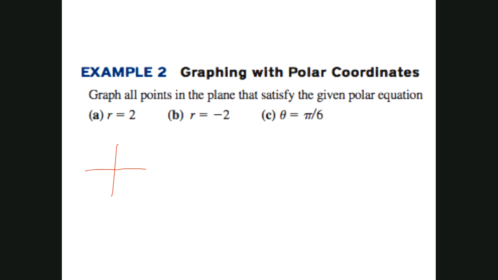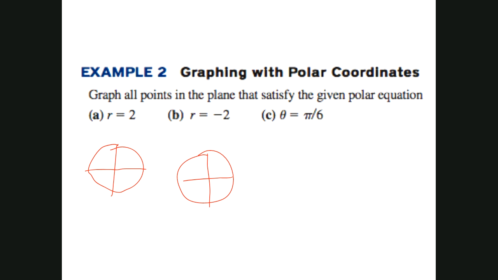It's a circle with the radius as 2. That's exactly right. Circle with the radius of 2. If I had negative 2 as r, same thing. It doesn't make any difference. It's still going to be a circle with, I'm sorry, with 2, not negative 2, because the distance is always going to be the same.